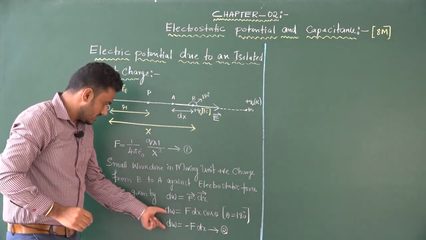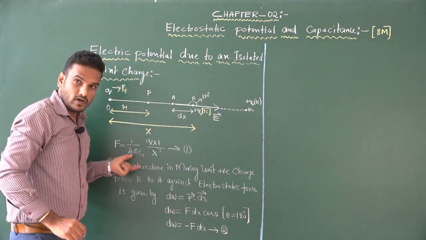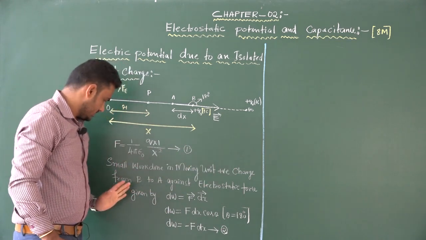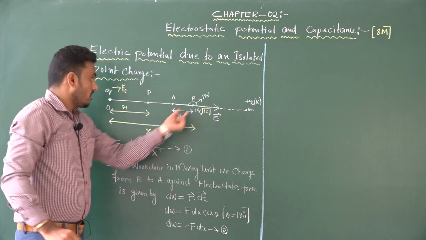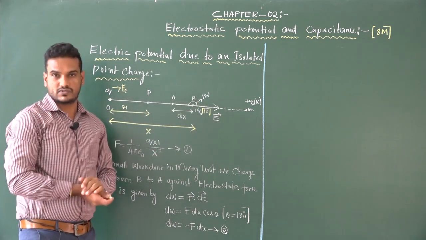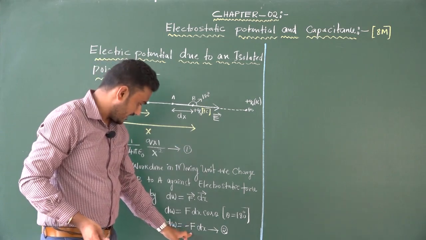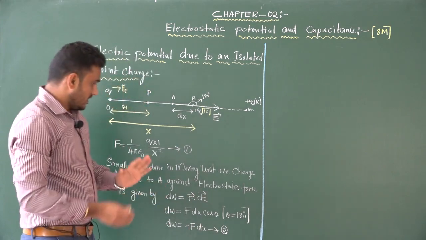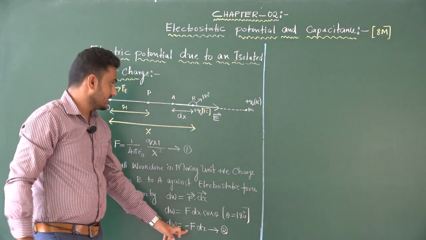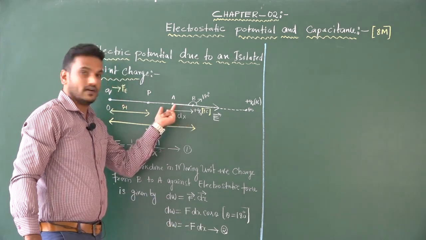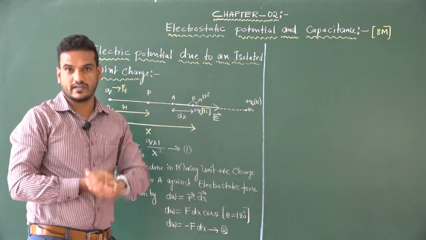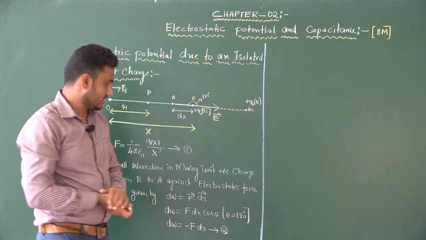So this is a small amount of work done in moving unit positive charge or test charge from point B to A against electrostatic force, minus F into dx. In other words, the negative sign indicates the direction of work done is opposite to the direction of electrostatic force. You can also write it like that for the negative sign.